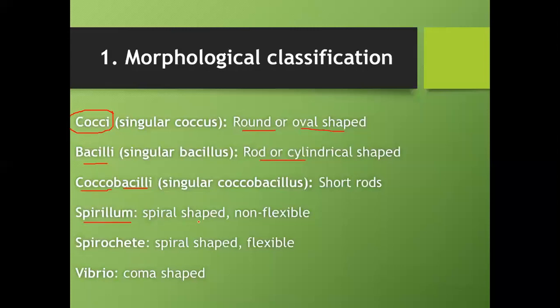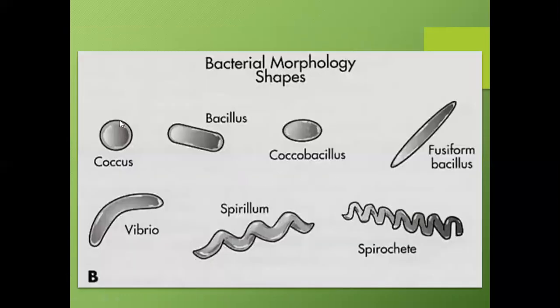Then we have spirillum, which is spiral shaped and not flexible, and then we have spirochetes. These are spiral shaped, but they're flexible. We have a class of bacteria called spirochetes, by the way. They have Vibrio, which are comma shaped. So these are basically what we're talking about: cocci, bacilli, coccobacilli, fusiform, which has two pointed ends but is almost like a bacillus, Vibrio, spirillum, and then spirochetes.